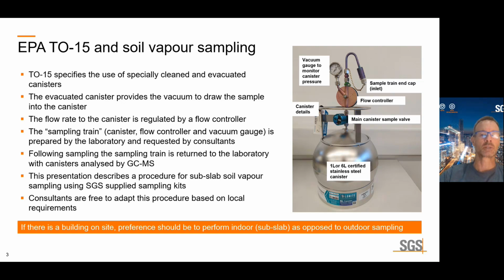The entire sampling train is prepared by the laboratory, and it is this that is requested by consultants. Following sampling, the entire sampling train is then returned to the laboratory. The canisters are analyzed by GCMS. This presentation describes a procedure for sample collection using sample kits provided by the SGS laboratory.